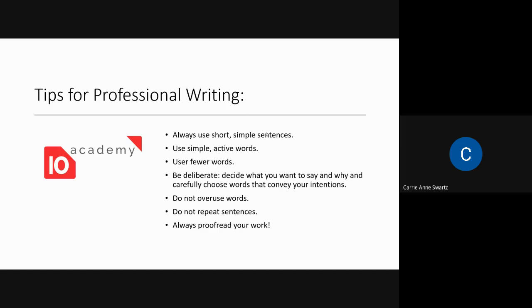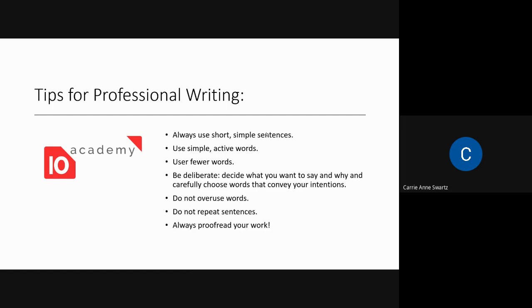When it comes to professional writing, use short, simple sentences. I would say 8 to 10 words per sentence, but I feel like even 8 words is quite a lot. Use simple, active words. Don't use long words. I think Mariam touched on this as well. Use fewer words. Be deliberate. Understand why you want to say what you want to say. What do you want to say, and why do you want to say it? And then carefully choose words that convey your intentions.